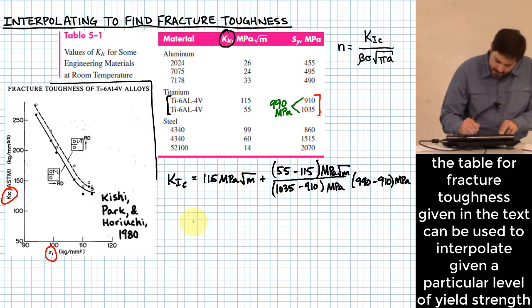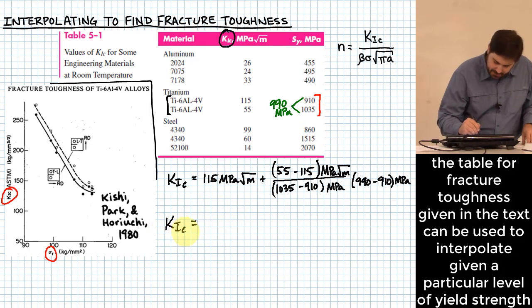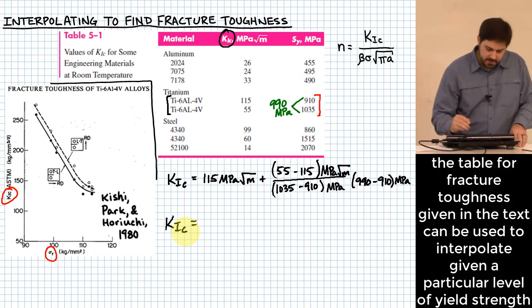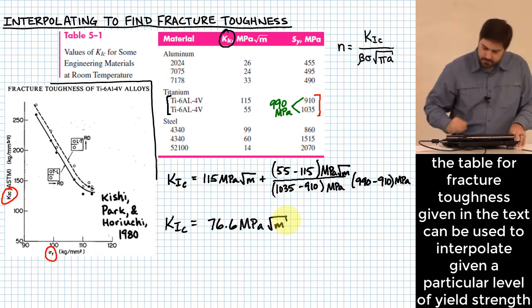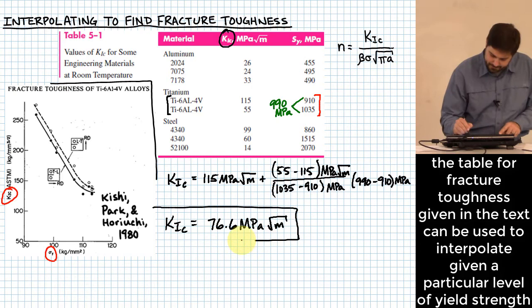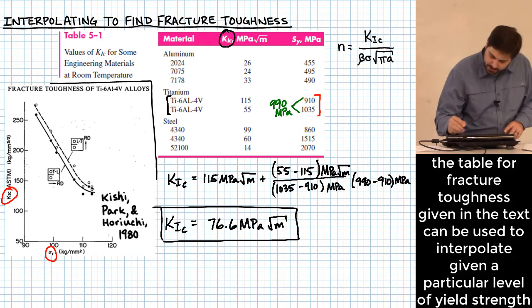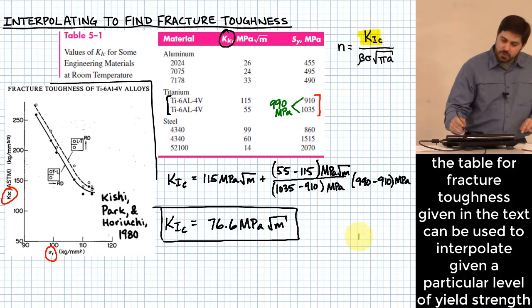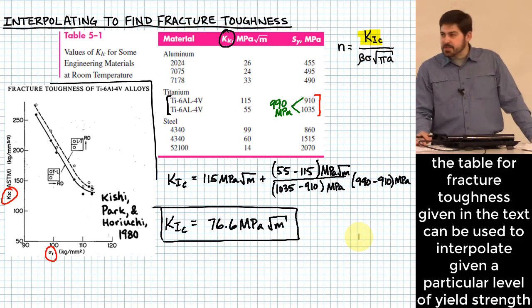Once I've interpolated this out, it turns out that this critical stress intensity factor, i.e. fracture toughness, comes out to be 76.6 megapascal square root of meters. Awesome. So that means I have now found the numerator of my factor of safety equation that I'm trying to populate. What do you think I should do next?